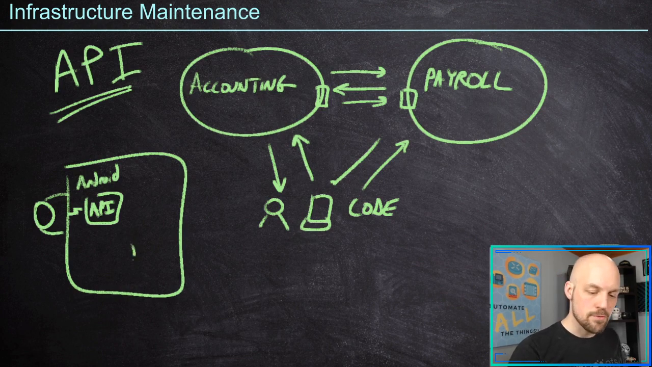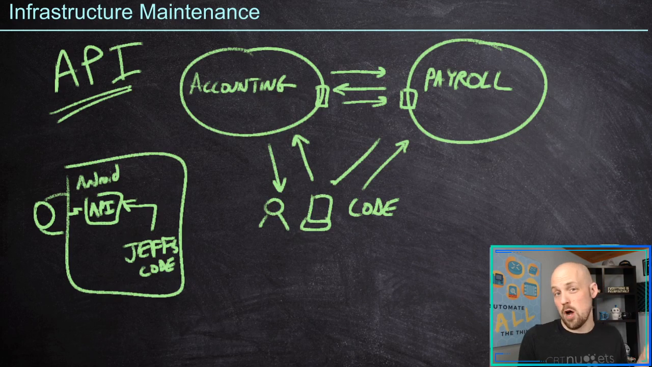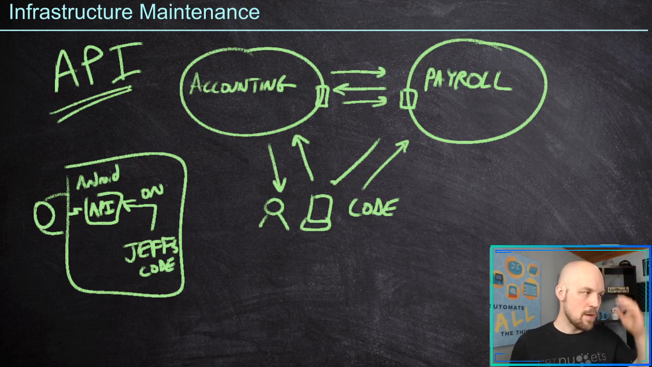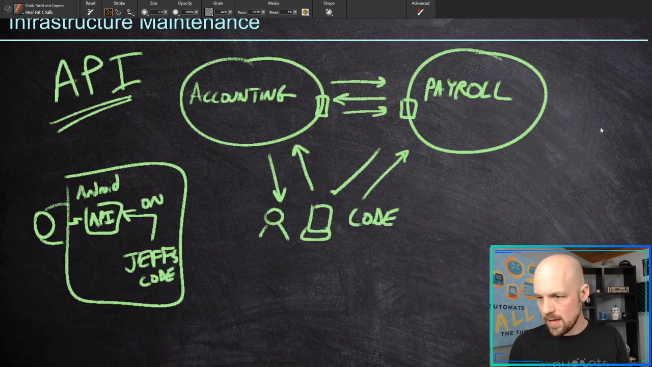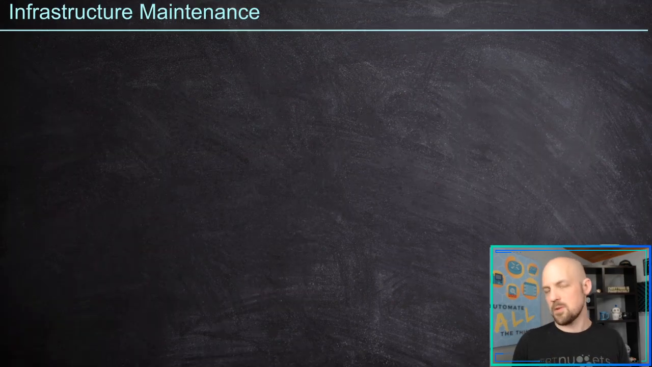So Jeff writes his code right here. Here's Jeff's code. And I send this API a signal, call it. I send a command into that API that says, hey, turn that flashlight on or turn that flashlight off. Okay? That's how APIs work. So that was a very quick overview of APIs. Trust me, you'll want to spend a little more time on this.